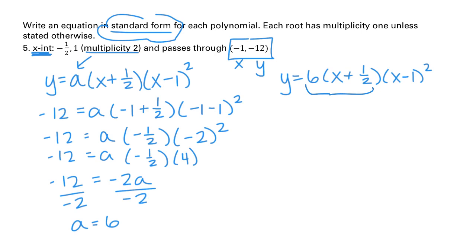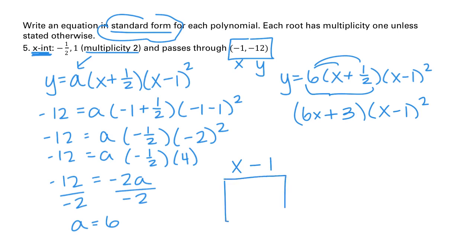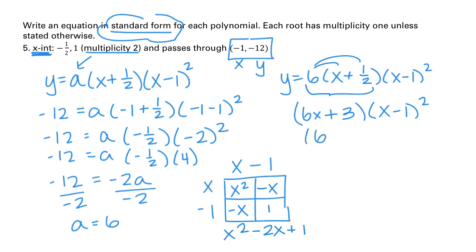I'm going to multiply these next. 6x plus 3 if I distribute the 6. And then I still have x minus 1 squared, which is x minus 1 times x minus 1. I'm going to go ahead and multiply that out next, x minus 1 times x minus 1. So I'm going to multiply 6x plus 3 times x squared minus 2x plus 1. I'm going to do the area model again just to organize it all.